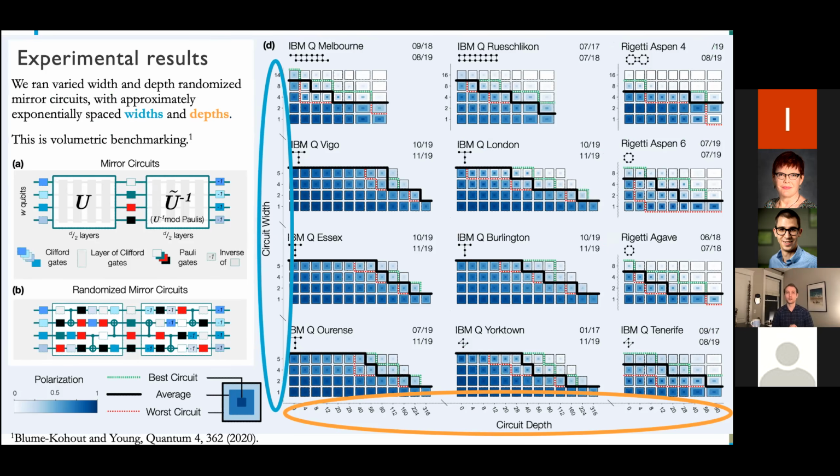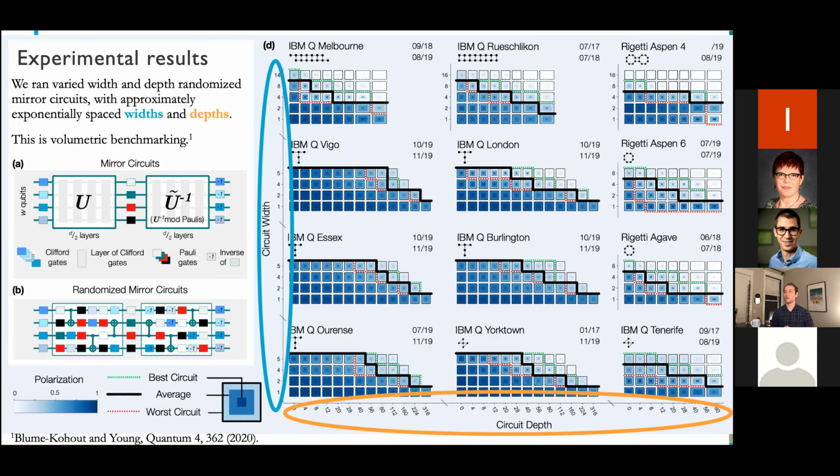And then what we did is we ran varied width and depth randomized mirror circuits. So each different plot, you can see what the axes are. The horizontal axis is circuit depth. So you can see we varied the depth of the circuits. So for example, if you look at IBM Yorktown, we've run circuits at depth 0, 4, 8, 12, and so on. This is a form of exponential spacing.